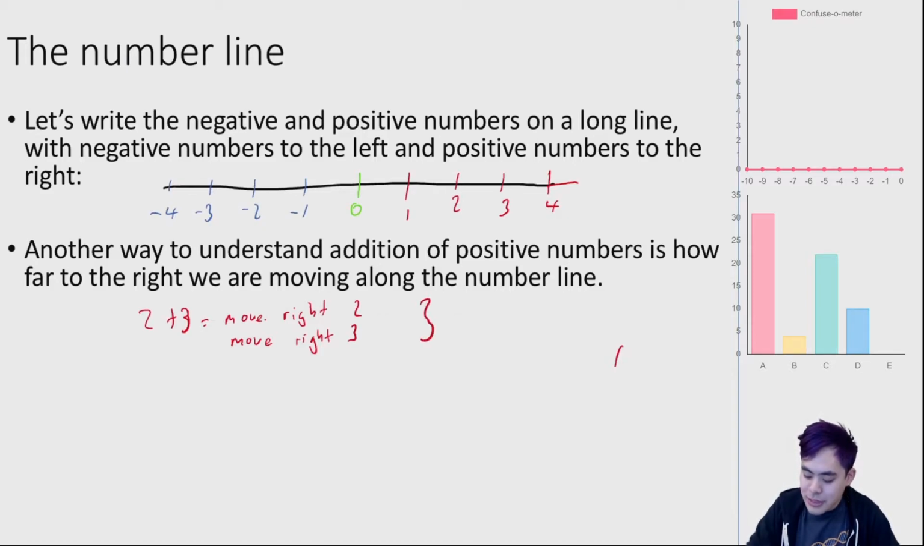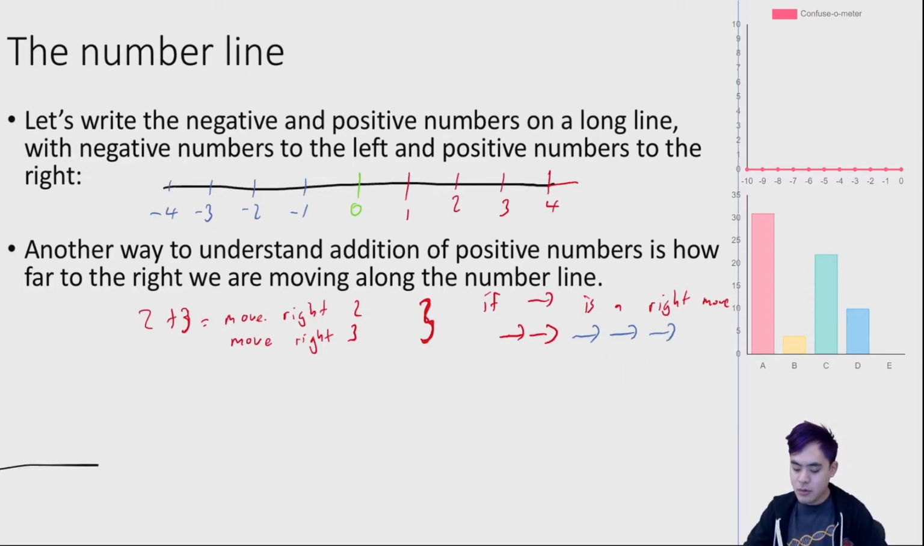We can also think of this as a counting problem. So if this arrow is a right move, then we're counting the number of arrows. So 1, 2, and let's say put this in a different color, 3, 4, 5. There. Oh, erase that.